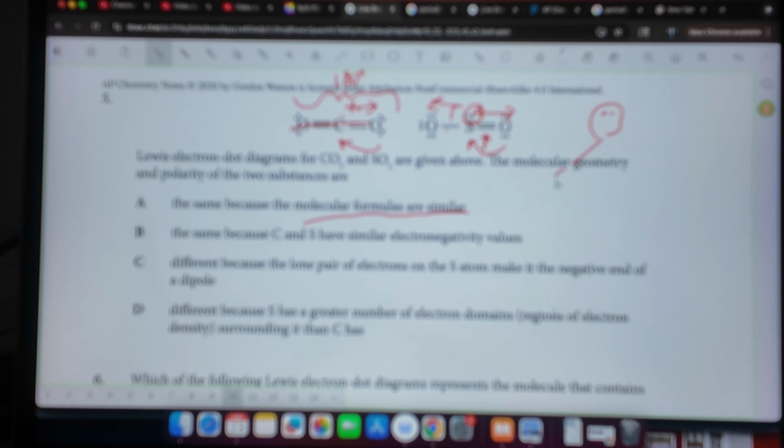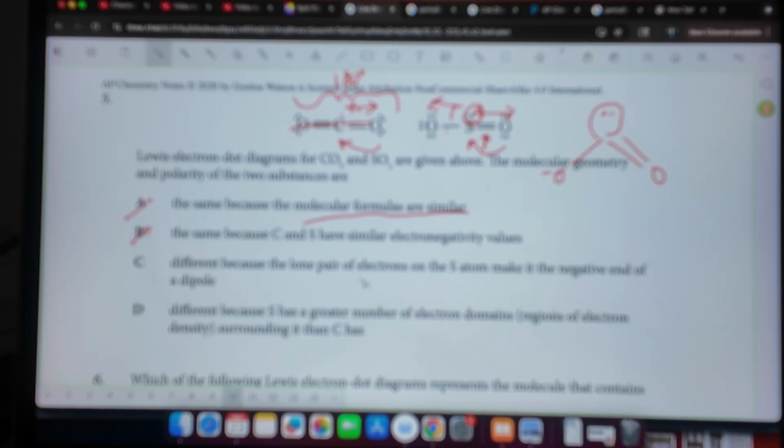Then it would have this oxygen here, which would probably have a negative charge, right? Because where else would that go? And then it would be a double bonded oxygen. Okay, so it wouldn't be the same. So it would be different. So A and B are out.